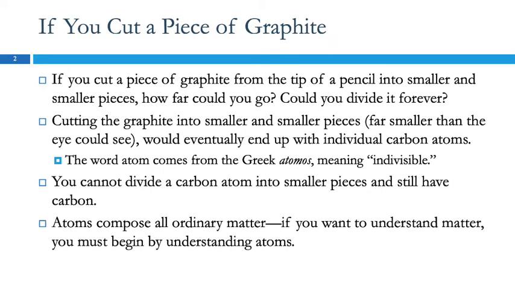Cutting that graphite into smaller and smaller pieces, we would end up with a piece that could not be cut in half, an individual carbon atom. The word atom comes from the Greek word atomos, which means indivisible. So you cannot divide a carbon atom into smaller pieces and still have carbon.